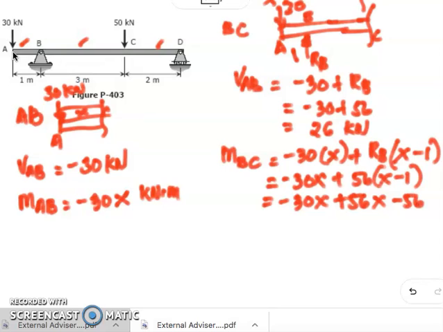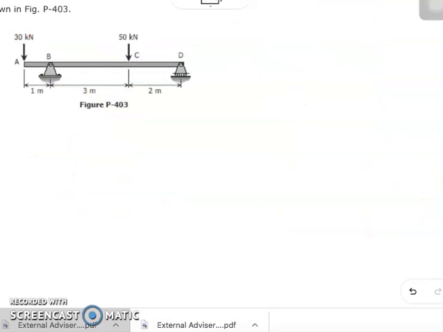So therefore, this will give us 26x, then minus 56. So this is in kilonewton meter. So this is now the equation for our member BC, for our segment member BC. So let's have now member CD.